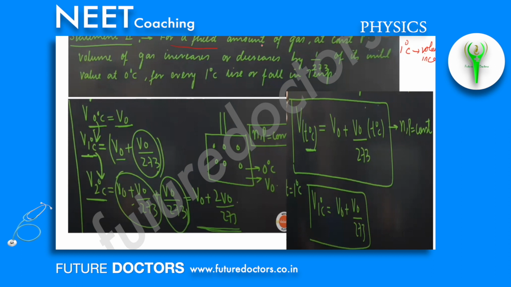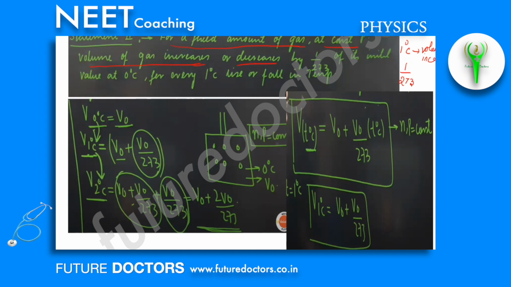For a fixed amount of gas at constant pressure, the volume of gas increases or decreases. When you increase the temperature, volume increases. When you decrease the temperature, volume decreases. By how much? It changes by 1 by 273 of its initial value at 0 degrees.